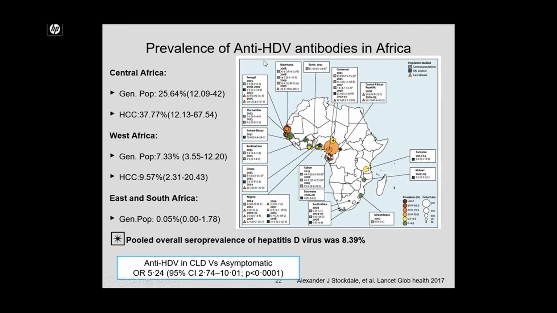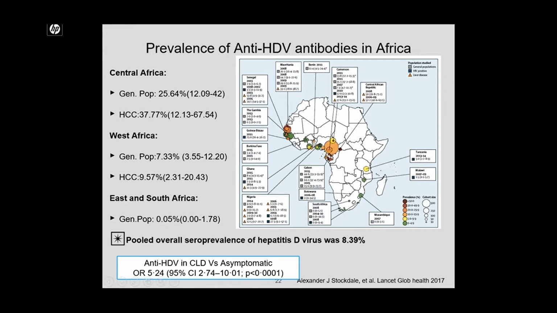So the prevalence of anti-hepatitis D virus antibodies, this study was published in The Lancet. It's very nice because it has studied wide areas of Africa, and it has studied the general population. The blue line that you see are those studied with HIV and those with liver disease. One thing that you may comment on is that it is only the antibodies. Further RNA testing might be important.